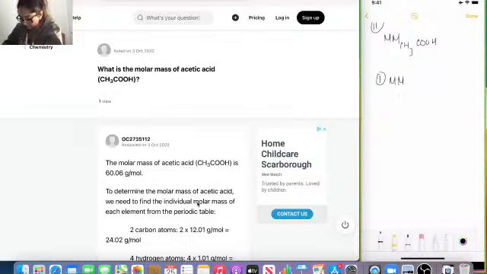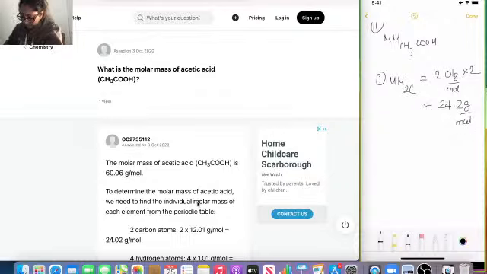The molar mass of 1 carbon atom is 12.01 grams per mole. We have 2 in this case, so we multiply this by 2, and you get 24.02 grams per mole.